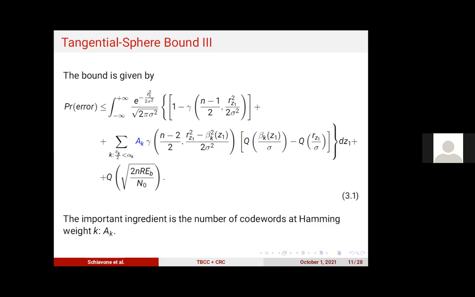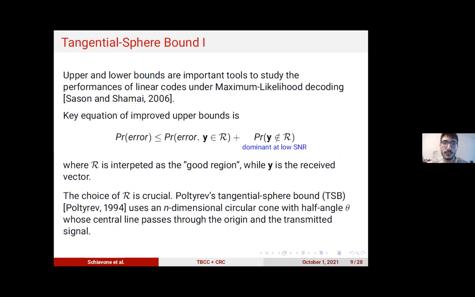Riccardo, in the previous slides, the bound that you said was by Sason and Shamai, actually, in 1963, Gallagher proposed that. You mean this one? Yeah. Yeah, but then Sason and Shamai used that, and I also used the same bound later on. There are many versions of the tangential sphere bound that appeared over time. But the equation you wrote here originally comes from Gallagher. Okay.